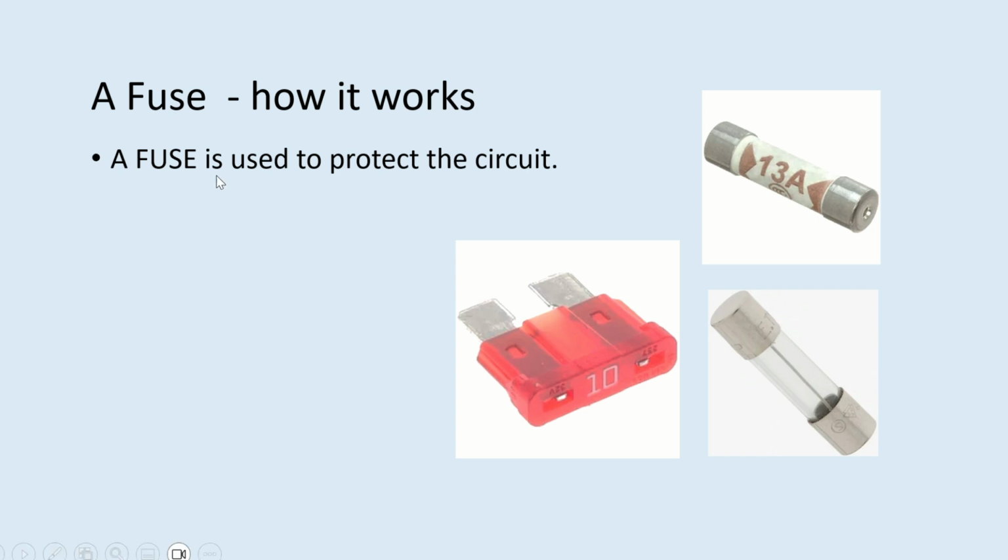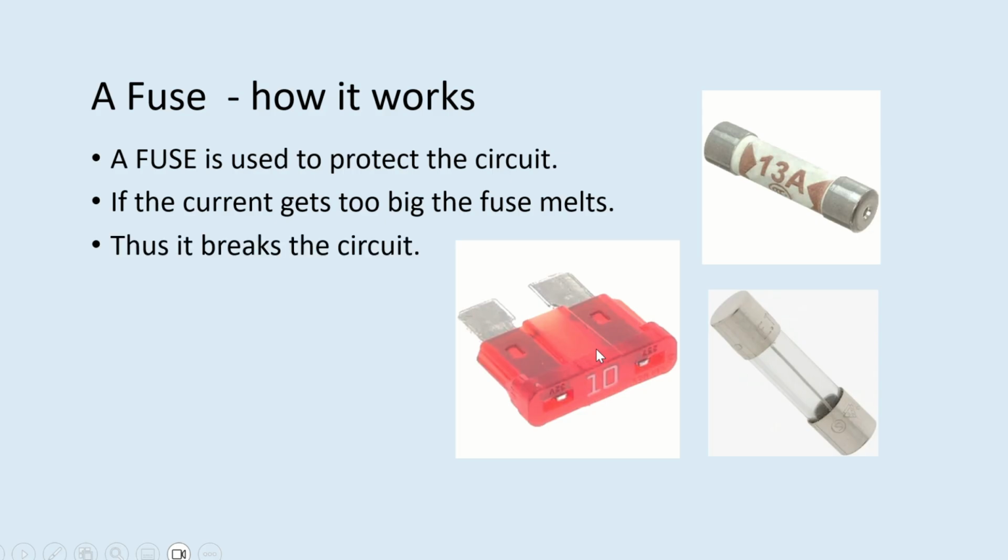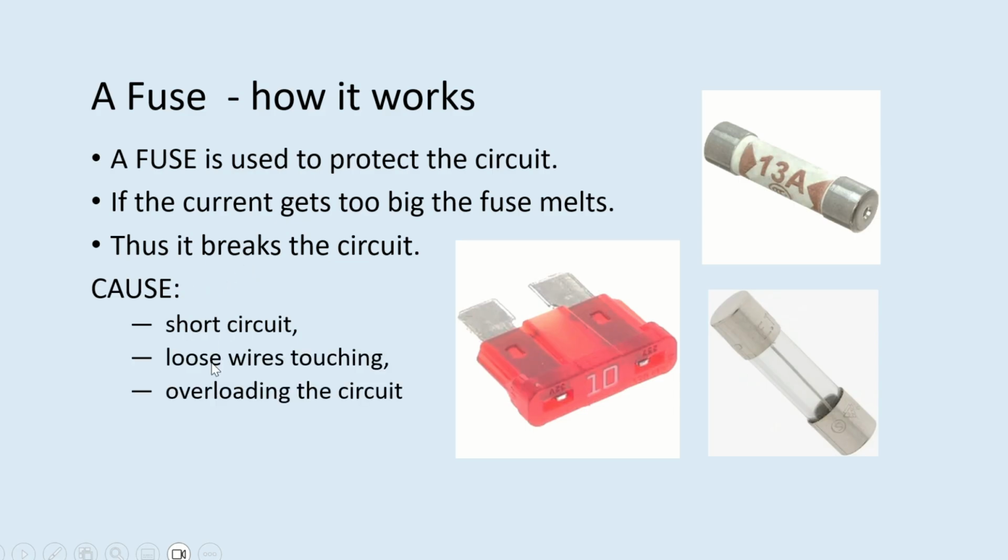How does a fuse work? A fuse is used to protect a circuit. Here are some typical ones. These are the ones in most modern cars. If the current gets too big, then the wire inside linking these two pins melts. There's a little wire in the other design, thus breaking the circuit. What can cause this to occur? If there's a short circuit, loose wires touching, or even overloading the circuit.